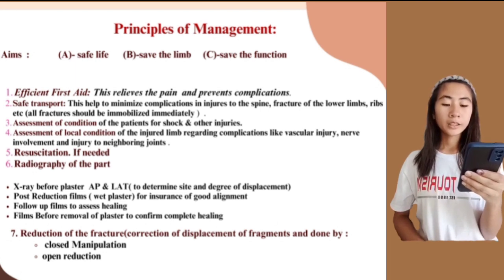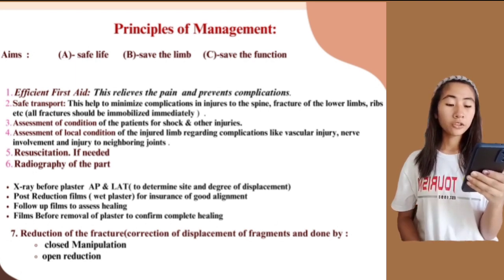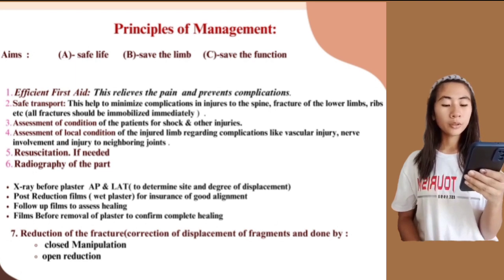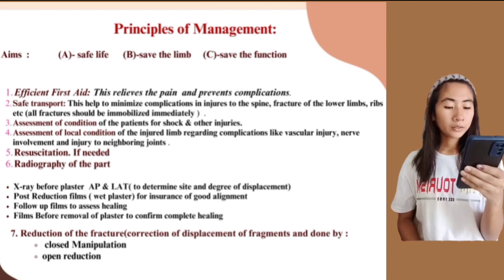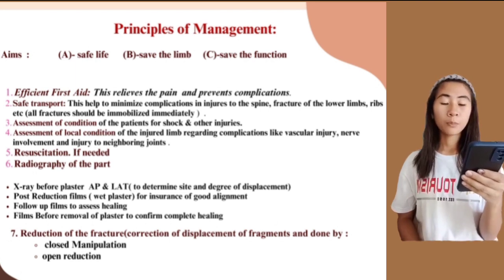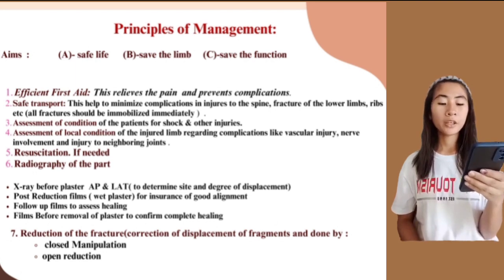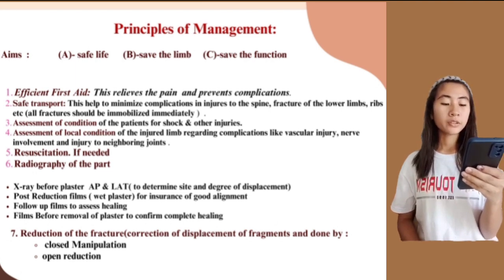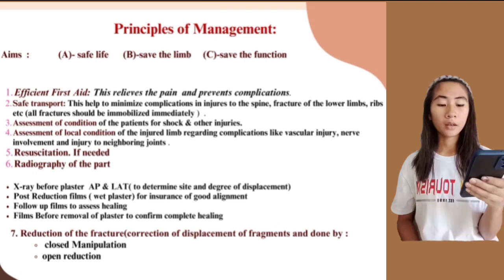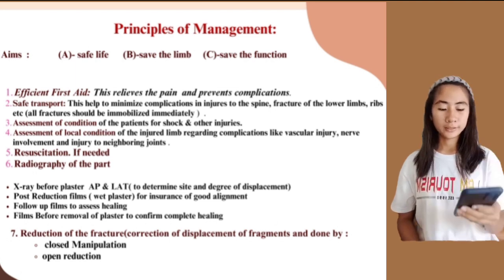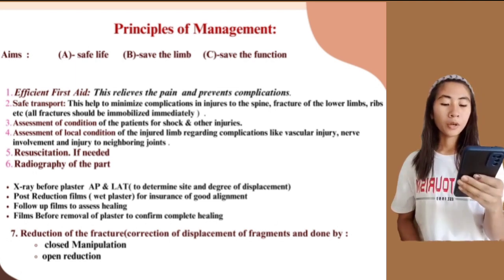Special care is taken in case of spinal injuries, fractures of the lower limbs, ribs, etc. Immobilization of the fractured limb is important to minimize further damage. Number three, assessment of the patient's condition, evaluating the patient for signs of shock or other associated injuries. Number four, assessment of the injured limb.